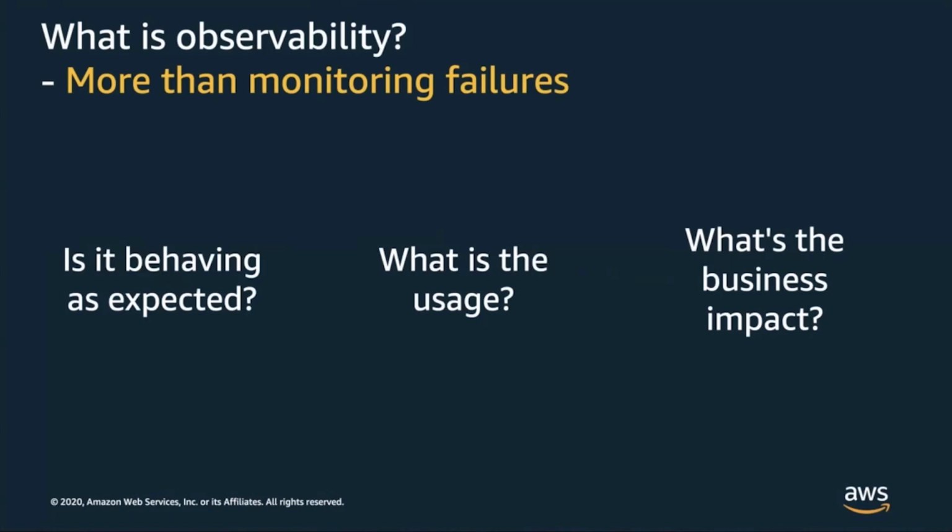So when we talk about observability, we're really looking to have a firmer understanding of: is my API or my application behaving as expected? What does expected mean in this case? Also, what is the usage? What is the business impact? And these are all important things to think about when it comes to running an application these days.